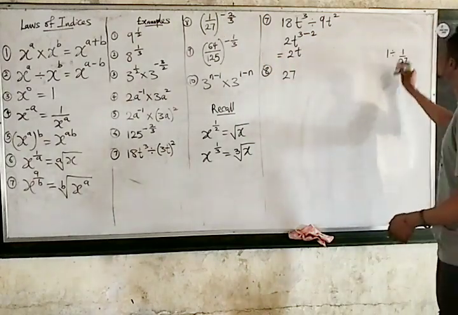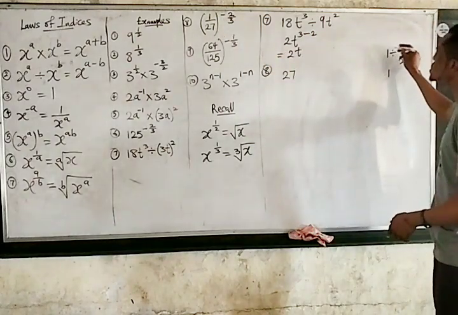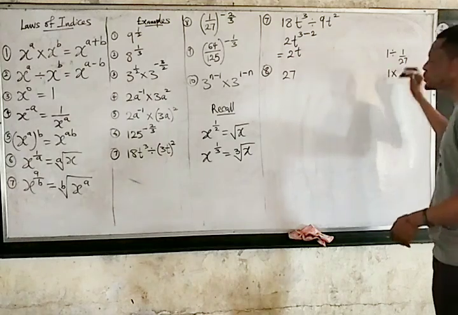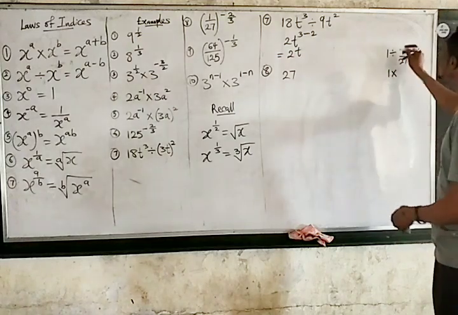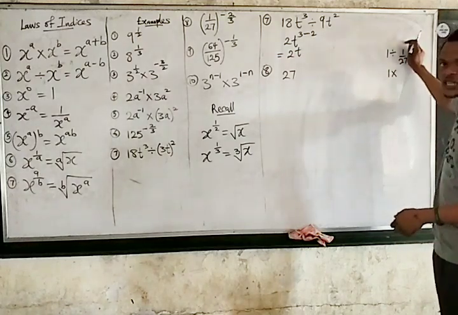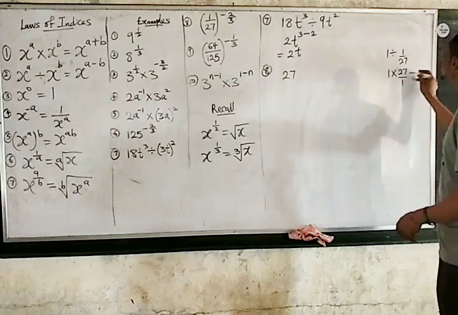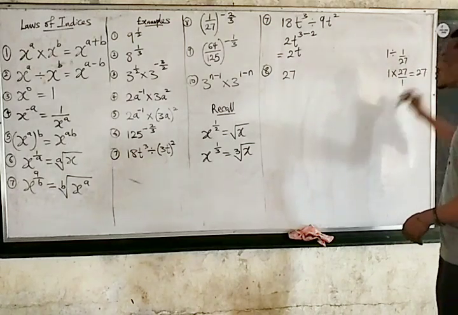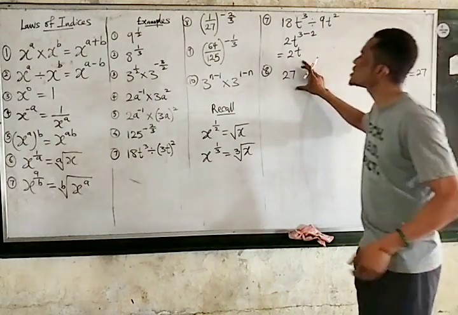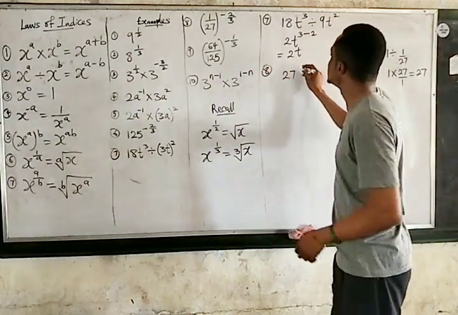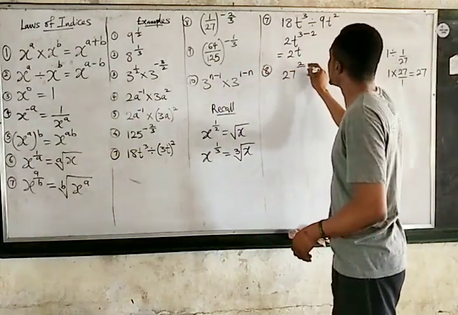So by the time you process this, the division sign will become multiplication. And as it is multiplication, the denominator will take the position of the numerator. You have 27 over 1. When you finish this, you'll be left with 27. So that's how we have 27 here, raised to the power of 2 over 3.